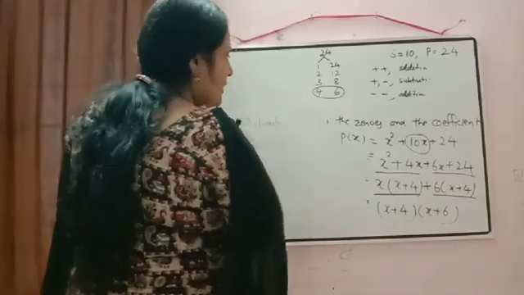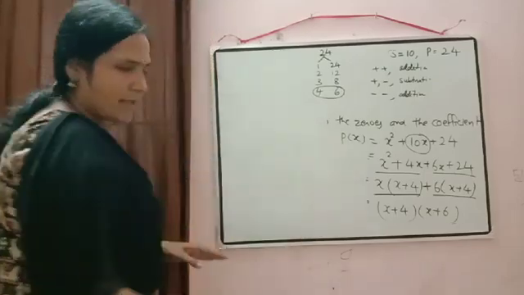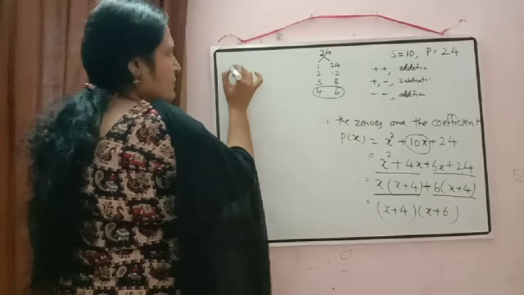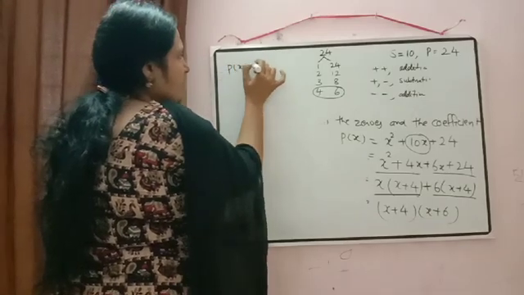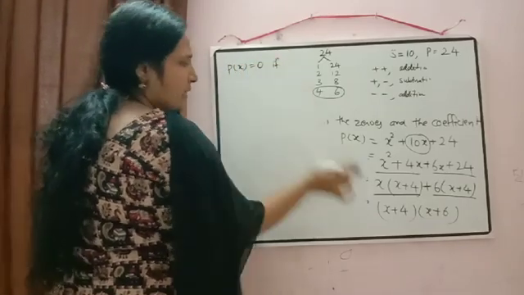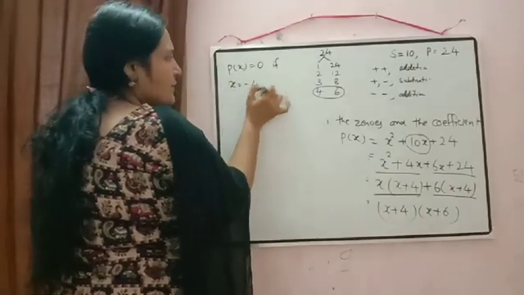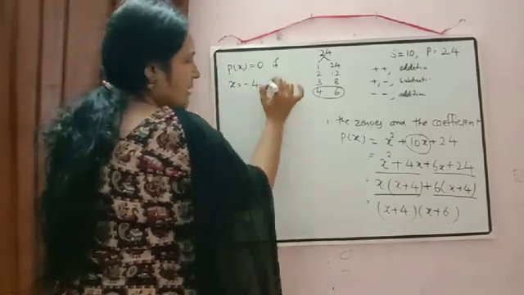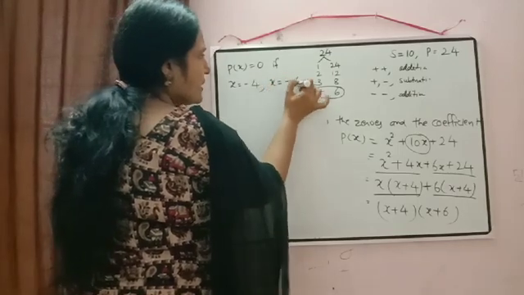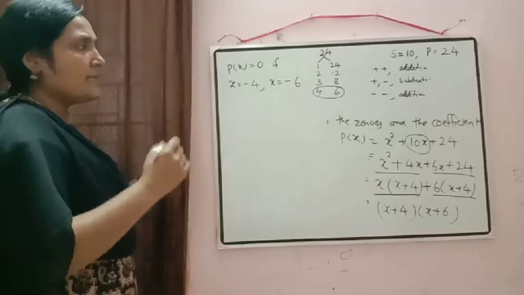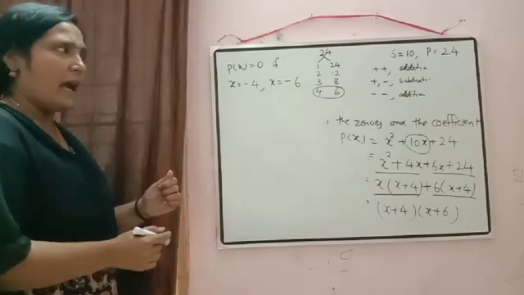So this polynomial will give the value 0 when any of the factors is equal to 0. Now you write down there p of x is equal to 0 if x plus 4 is equal to 0. Then what we will get? x is equal to minus 4. Or if x plus 6 is equal to 0, then we will get here x is equal to minus 6. So these are the two values we have here.